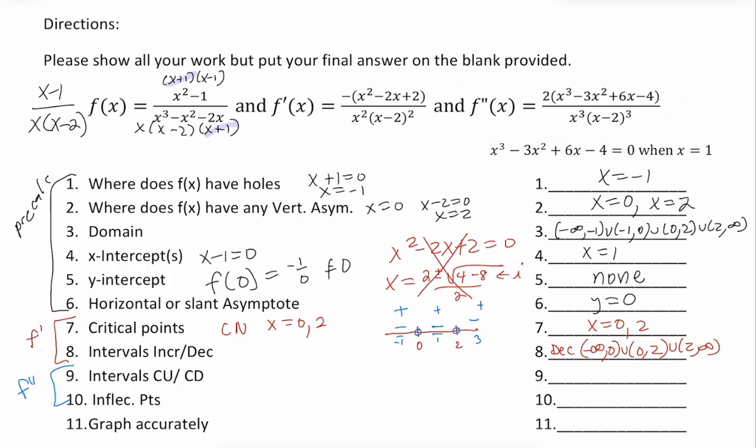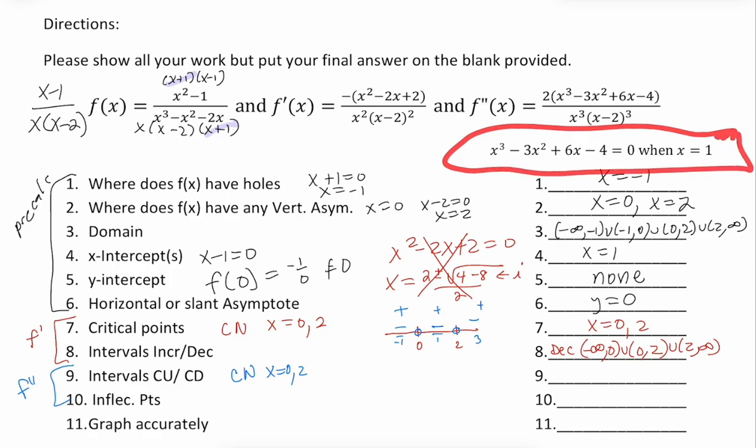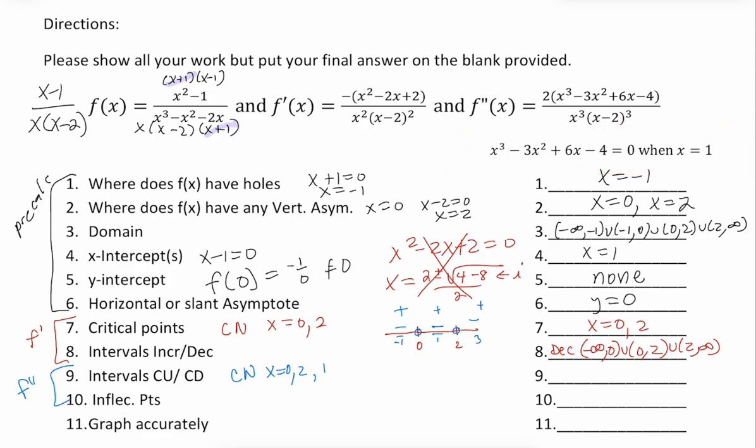Now, again, we do have critical numbers occurring at 0 and 2 again. But this little line right here tells you that we do have something happening at 1. Because the top is equal to 0 at 1, our derivative is equal to 0 at 1. 1 is a point that does work in our function, so something is happening at 1.